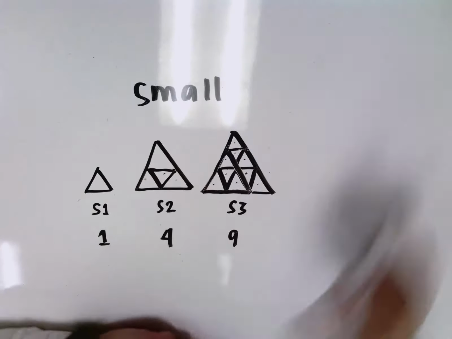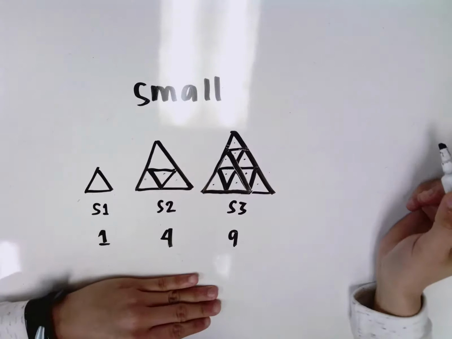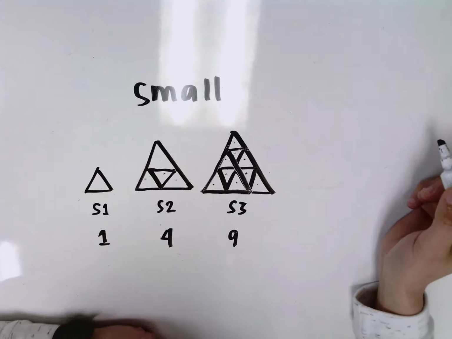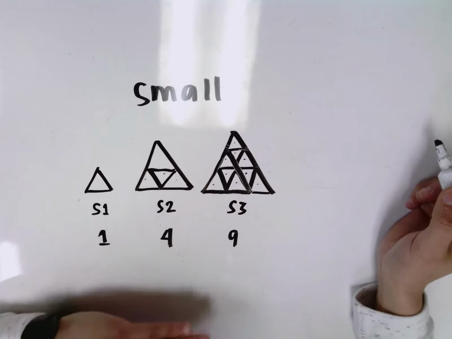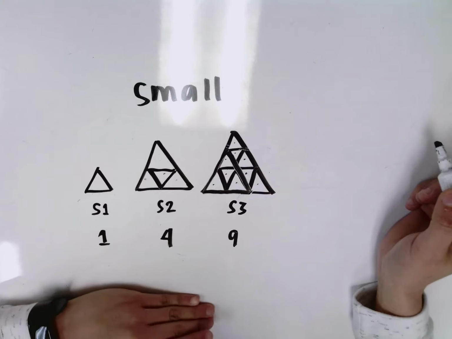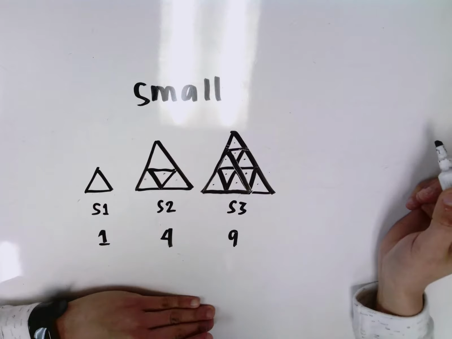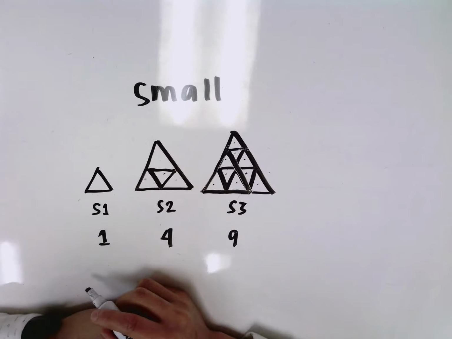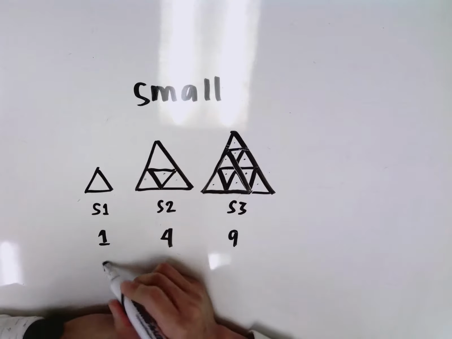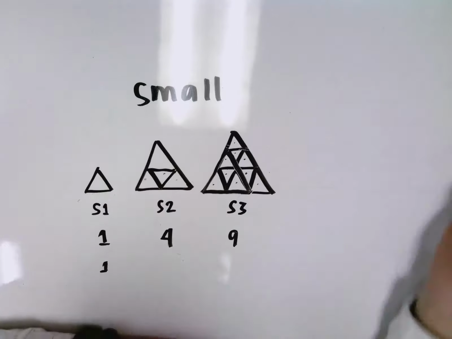Okay, so notice that these numbers are perfect square numbers, right? So you have 1, 4, and 9. And not just any perfect square numbers. These are the first 3 consecutive perfect square numbers. Now, 1 is a perfect square number because the root of 1 is a whole number, which is 1. Okay, a natural or a counting number.